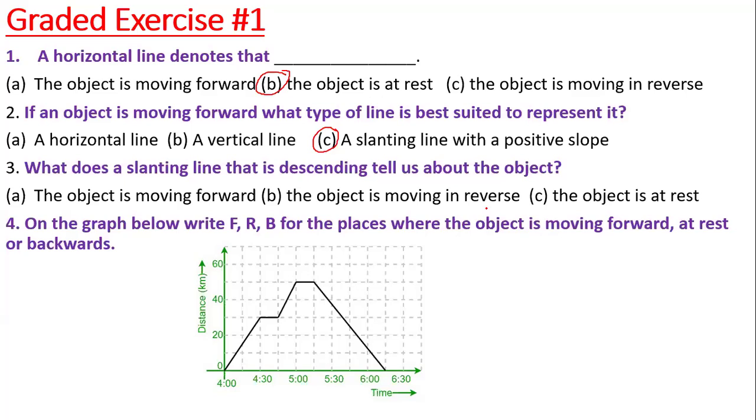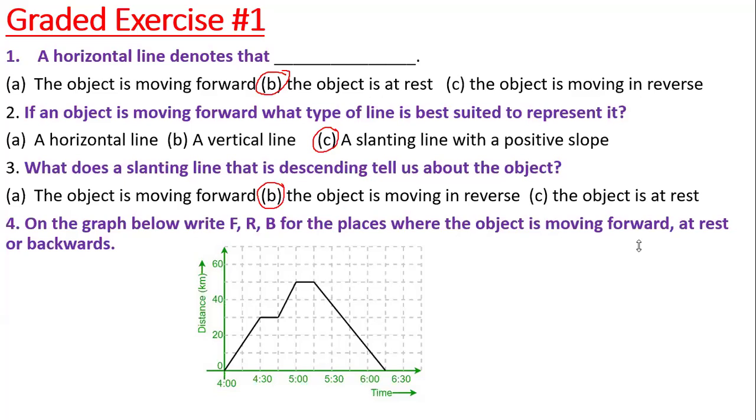What do we have for number 3? I have B. Anyone else for number 3? B. Very good. It's B. The object is moving in reverse. Very good. All right, number 4.